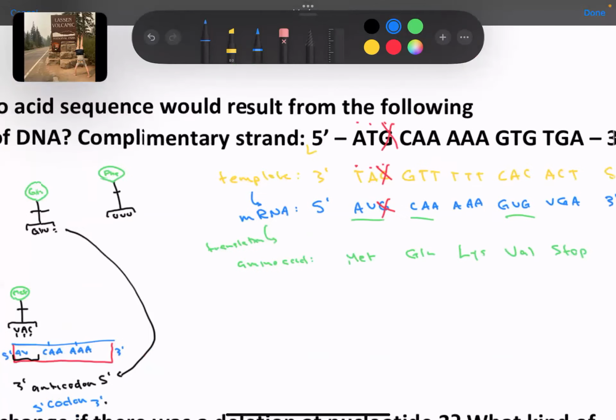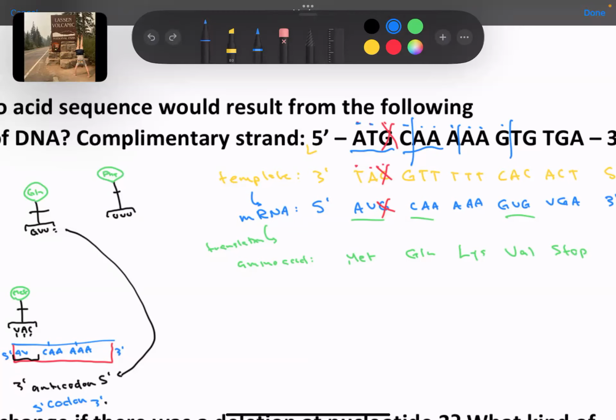So we're no longer reading ATG, CAA, we're reading ATC, AAA, AAG. And so our codons, instead of being this way, they kind of shifted a little bit.